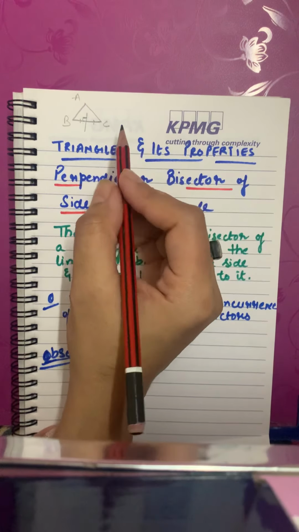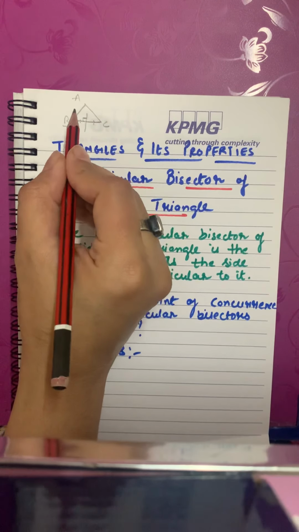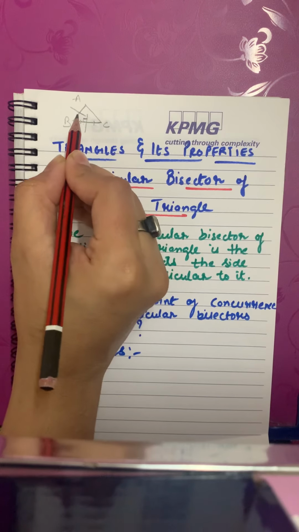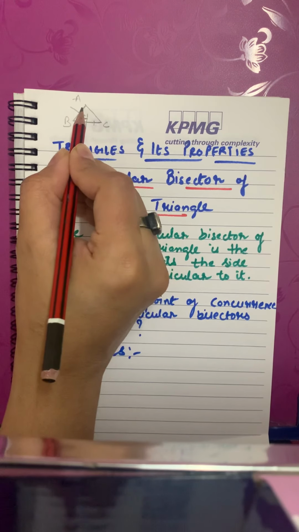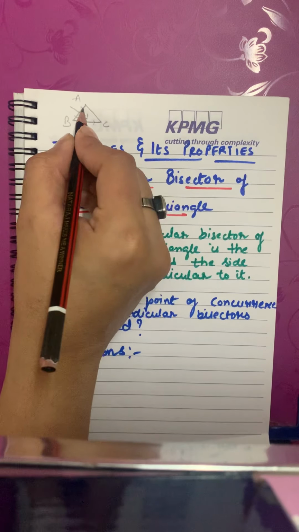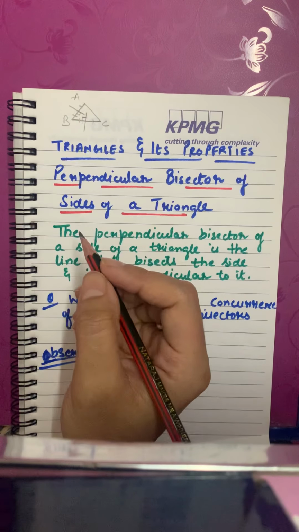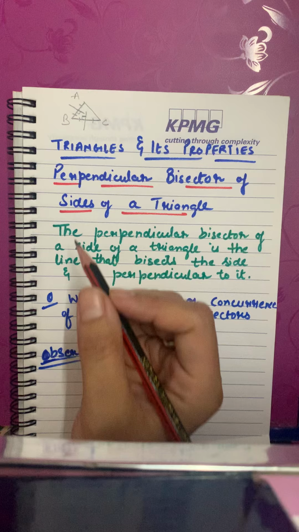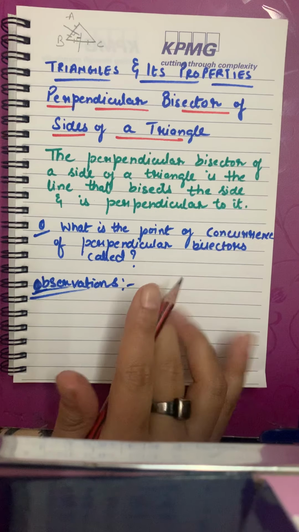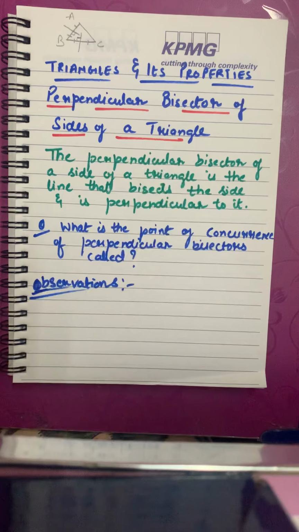In the same way, a line drawn on AB which is making a 90-degree angle on AB and which divides AB into two equal halves will be called the perpendicular bisector of side AB. So I hope you are all clear about the definition of perpendicular bisector of sides of a triangle. Let us now start with the activity.